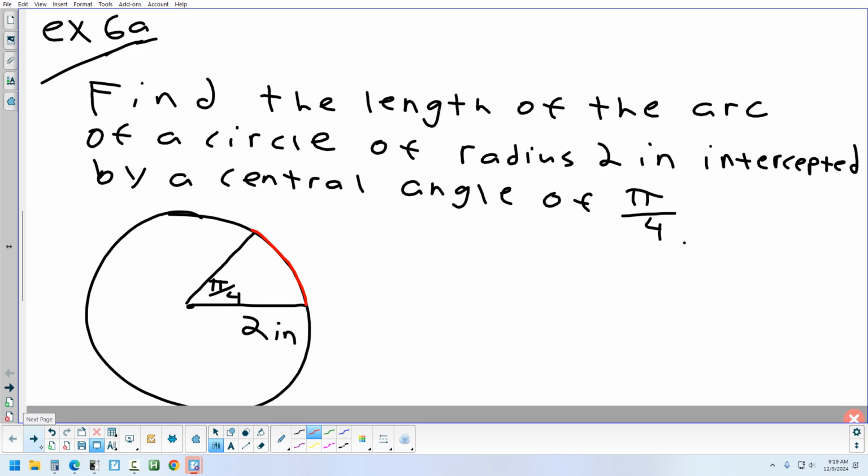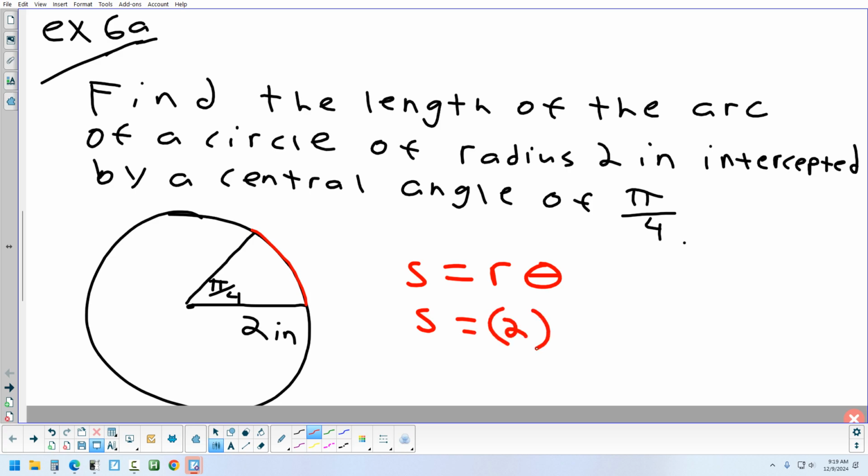Since it says find the length of the arc, the first thing we're going to need is the formula. Can someone remind me, what is the formula for arc? S equals r theta. Determine which 2 things they give you and fill those 2 things in. The question says find the length of the arc, so that means we're solving for which letter? Solving for S. What's my radius that they give me? 2.